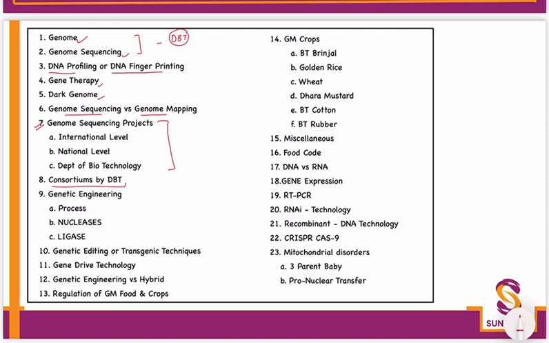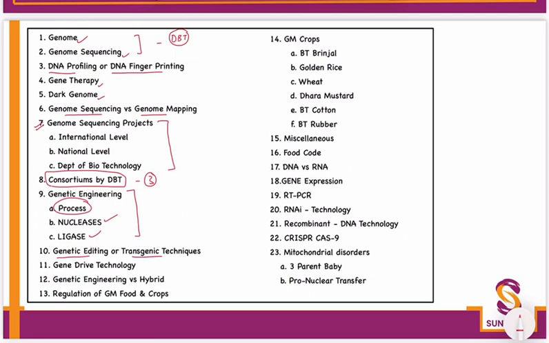Then few consortiums. There were in total 3 consortiums in news. Basically they were formed by DBT during the time of COVID and post COVID. So do those 3 consortiums. Then do the process of genetic engineering. What is the entire process? What is the function of nucleases? What is the function of ligase? When we'll be using it, and in this, what are endonucleases, what are exonucleases, all these concepts have been done by you. Then you have to do the difference between genetic engineering and transgenic techniques.